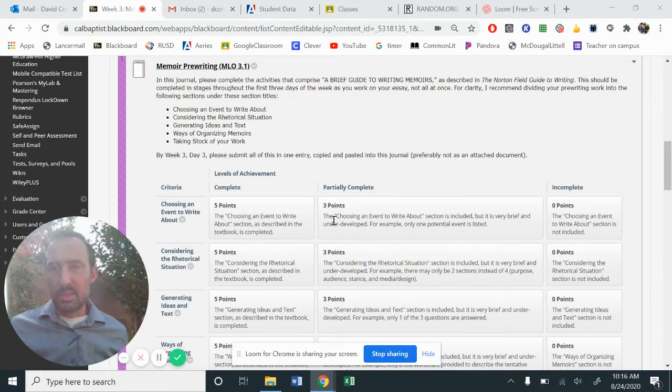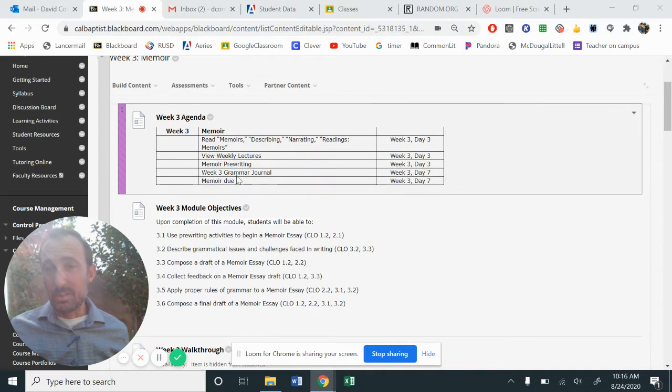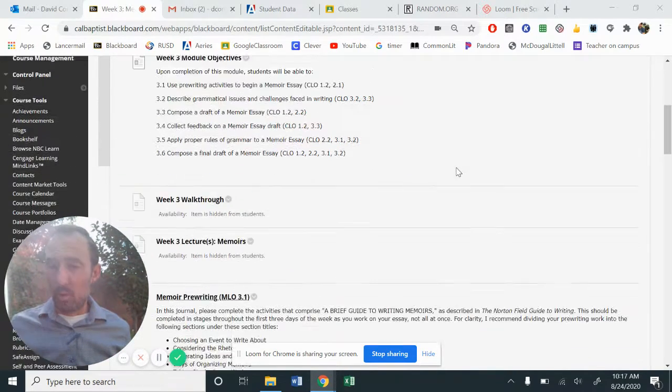You will notice that on our agenda, the memoir is due by the end of the week. So last week for the profile writing, you had 2 weeks because it was a little bit more involved with having to find someone or an experience or an event. This one is different. That's why we're only taking 1 week for the memoir.